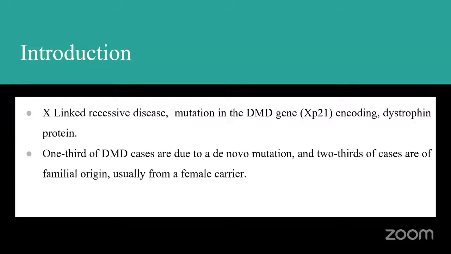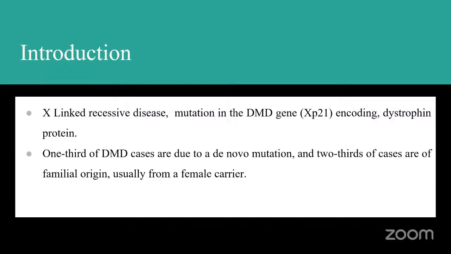The first disease which I am covering is Duchenne muscular dystrophy, which is the most common neuromuscular condition. Everybody must have seen cases of this condition. It is an X-linked recessive disease. Mutation in the DMD gene results in this disease. This gene codes for the dystrophin protein, which is one of the largest proteins.